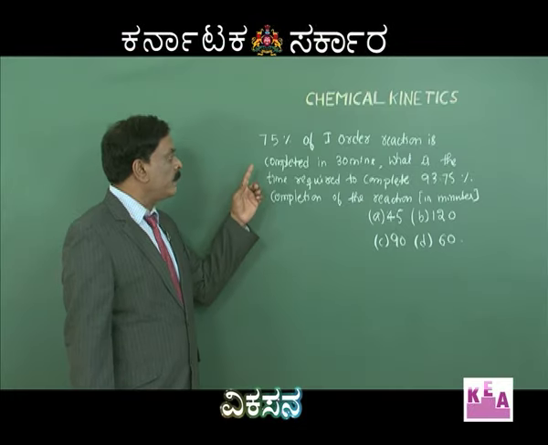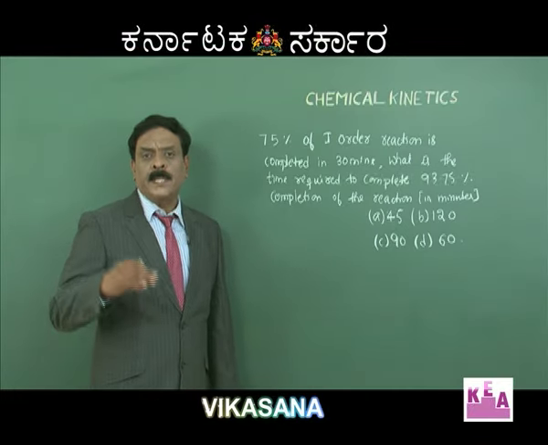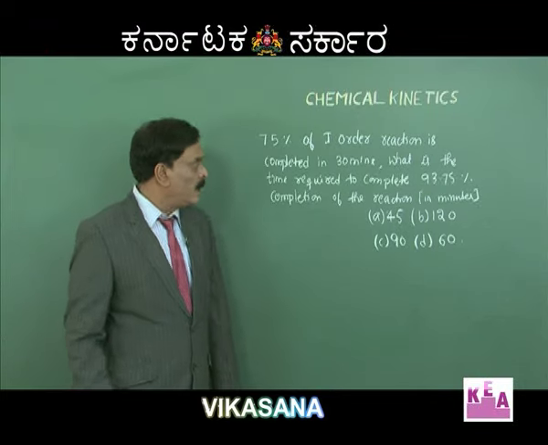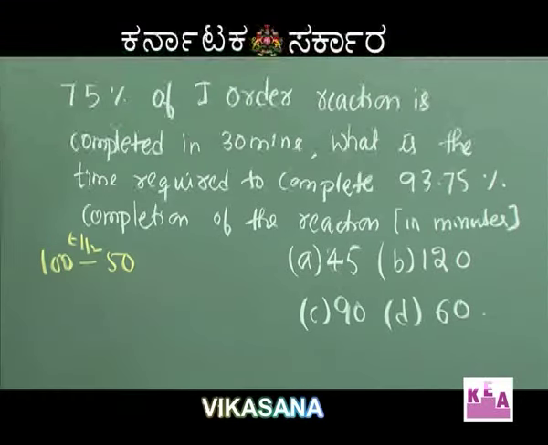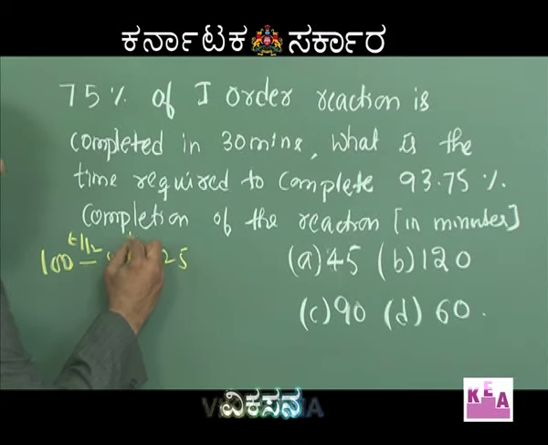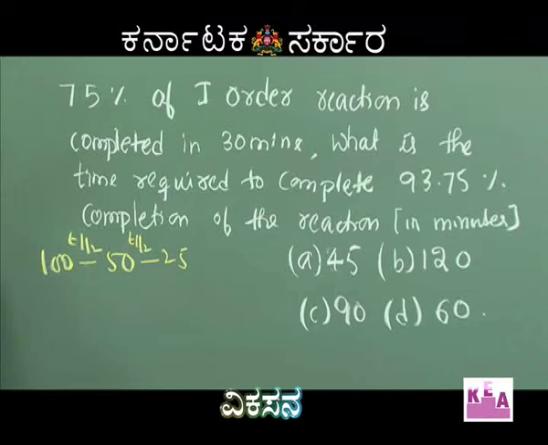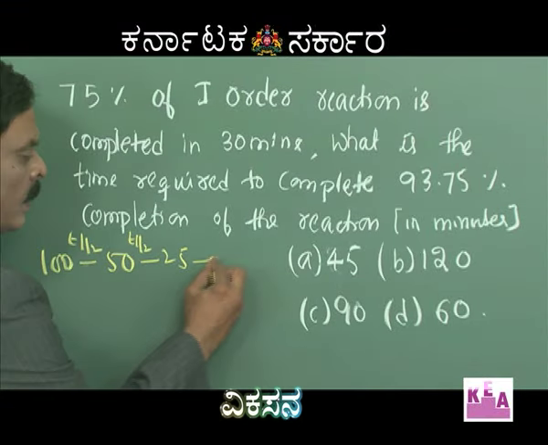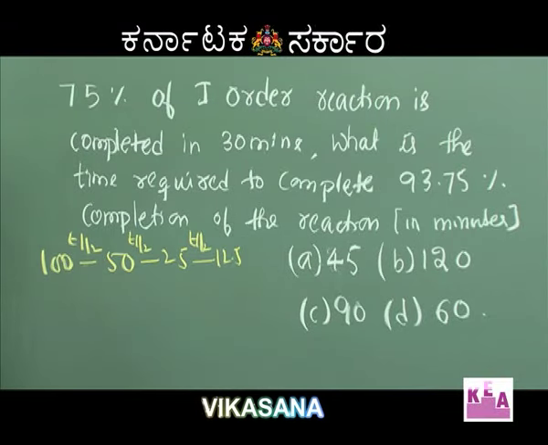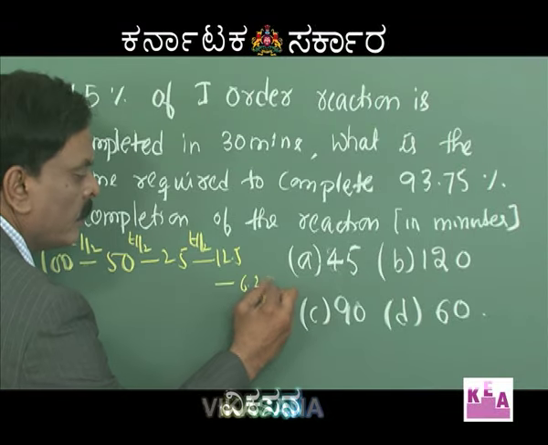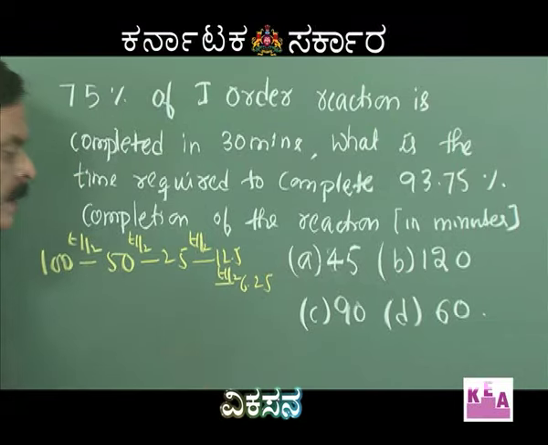In a first order reaction, the half-life period is independent of the initial concentration of the reactant, which means that if you start with 100 moles, to become 50, it takes one half-life period. And from 50 to become half of it, 25, it takes another half-life period. For 25 to become 12.5, it takes another half-life period. And for 12.5 to become 6.25, it takes another half-life period.